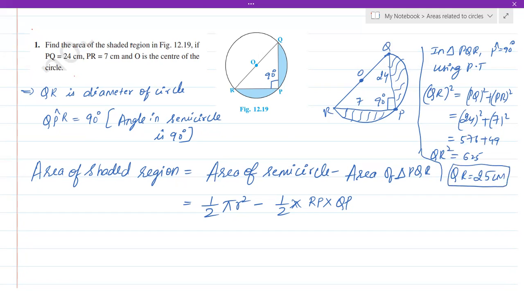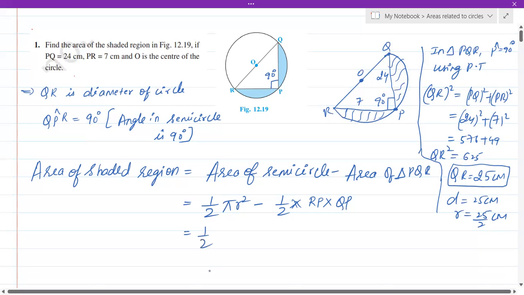So what is QR? QR is diameter, right? If QR is diameter, so diameter is 25, D is equal to 25 centimeter, which implies r will become 25 by 2 centimeters, isn't it? So let's substitute that here.